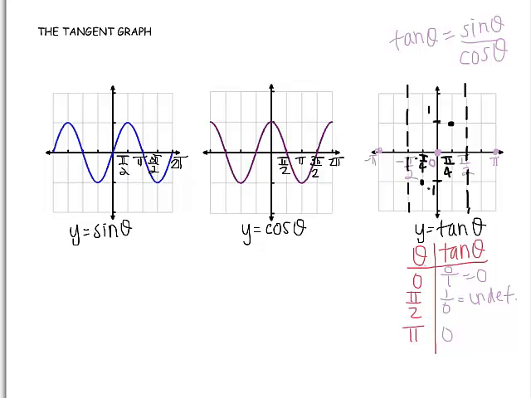So the tangent kind of creates this curve here. So there are your three important graphs: sine, cosine, and tangent.